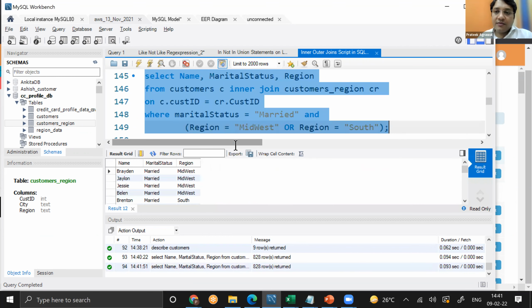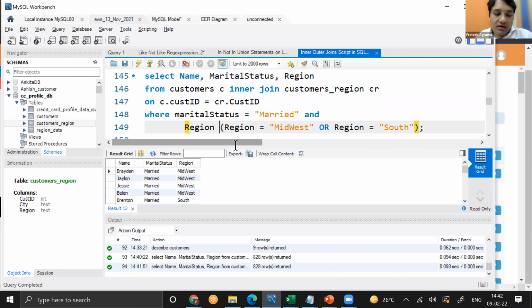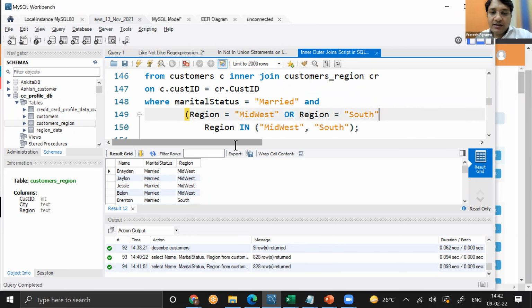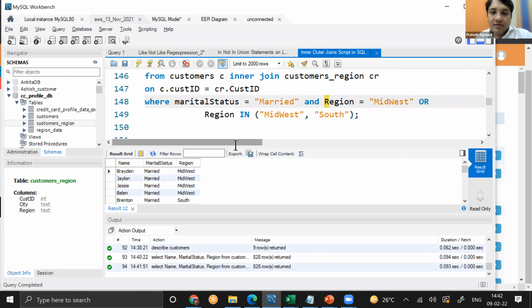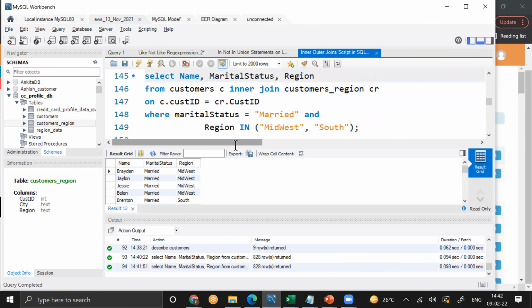I get a point, Shweta. Yes. We know that IN can replace multiple OR statements, so that's what we have done here. Region in this list. Yes, Pratik, fair enough.